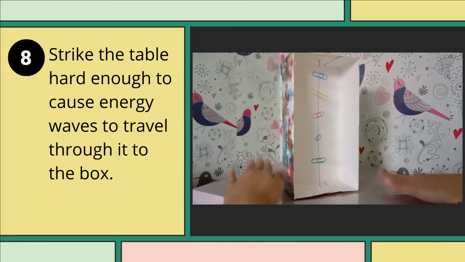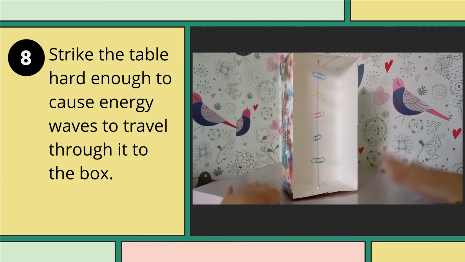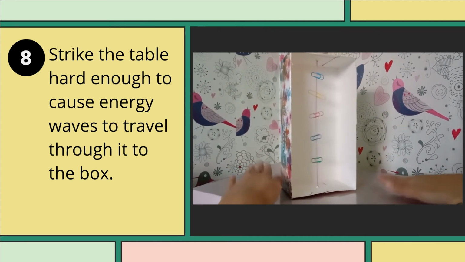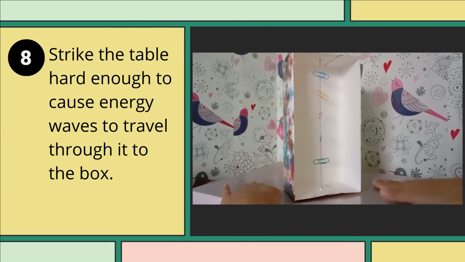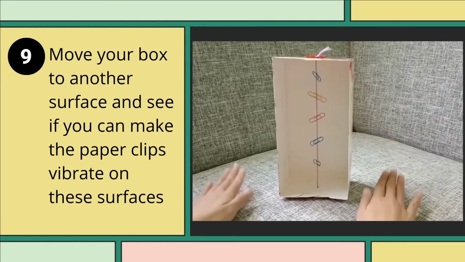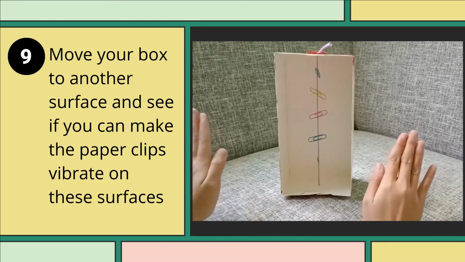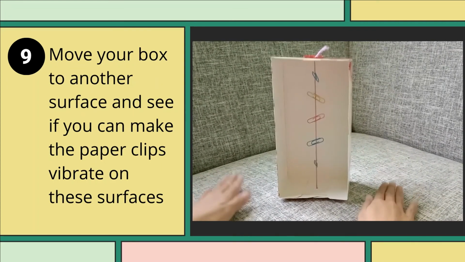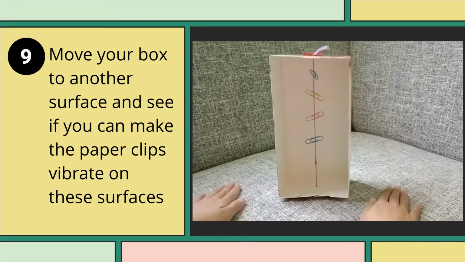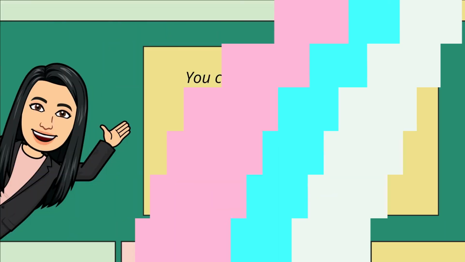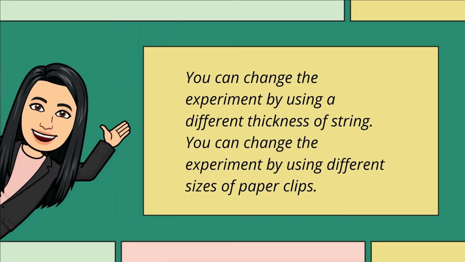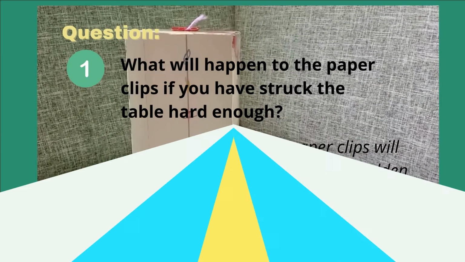8. Strike the table hard enough to cause energy waves to travel through it to the box. 9. Move your box to another surface and see if you can make the paper clips vibrate on these surfaces. Change the experiment by using a different thickness of strings or by using different sizes of paper clips.